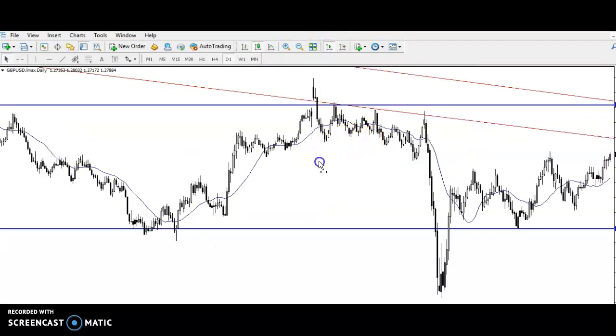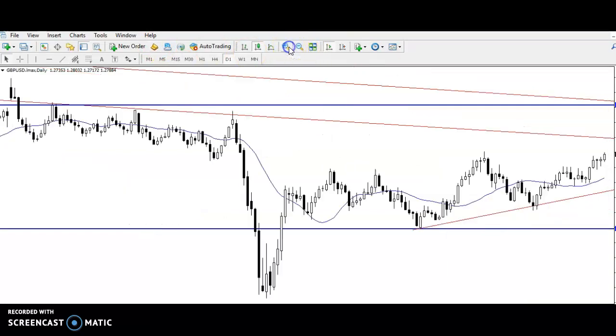But we also know that the market right now on the daily is on an uptrend. I guess you see that the market is on an uptrend. The market is trending upwards.